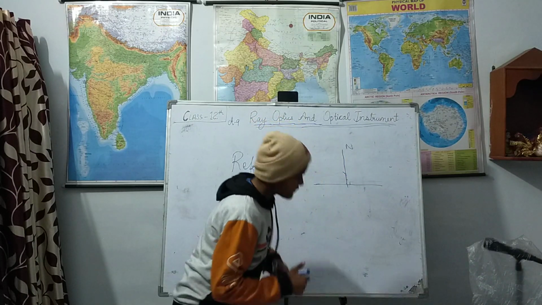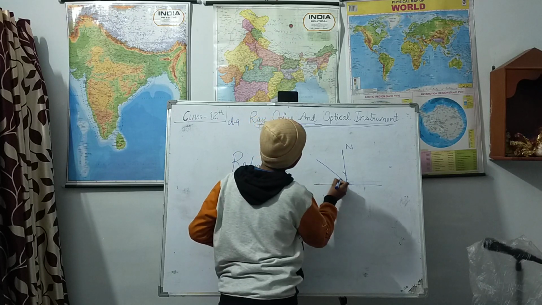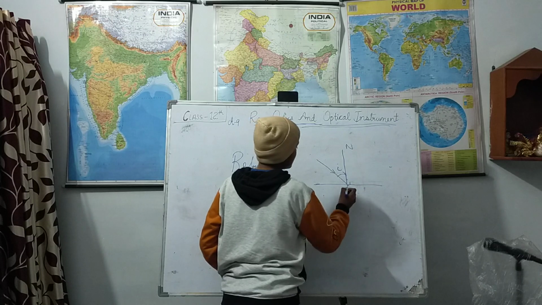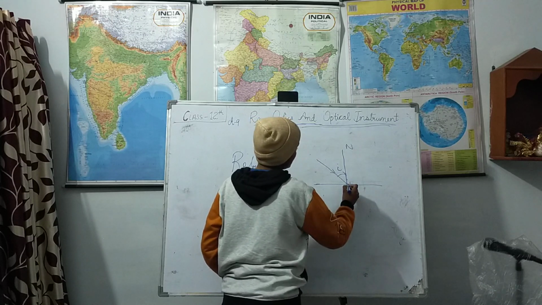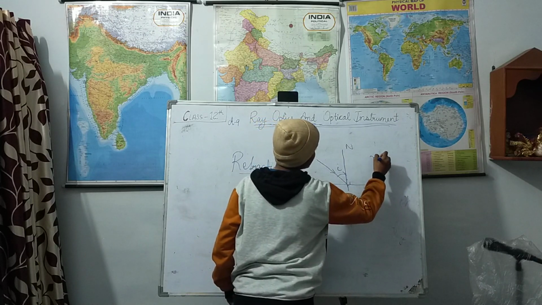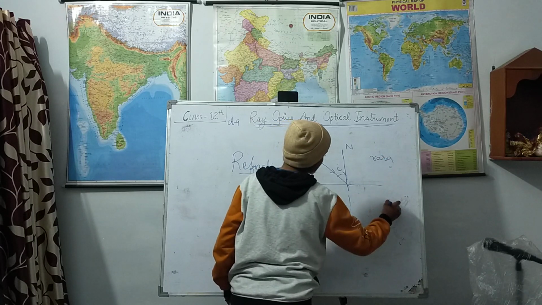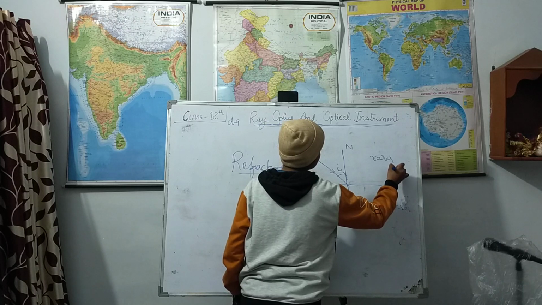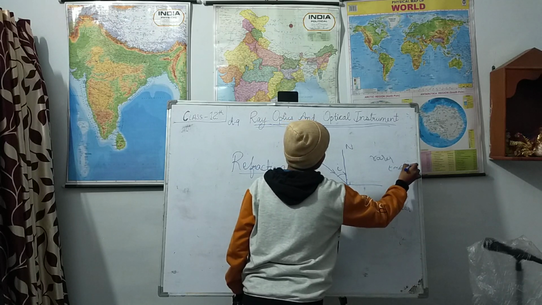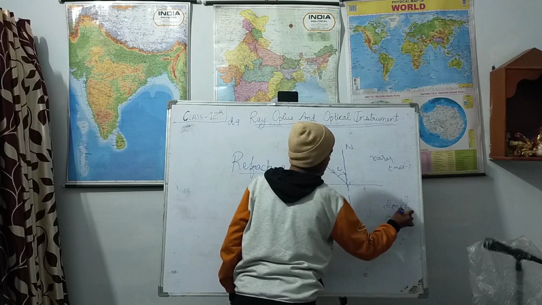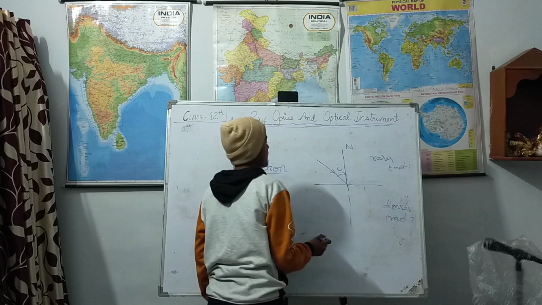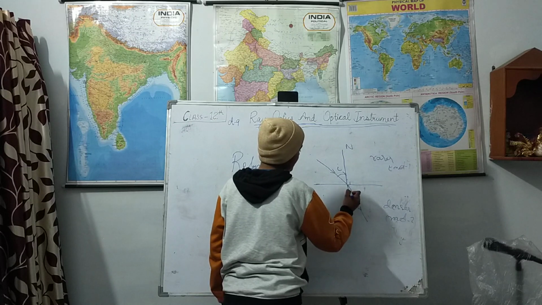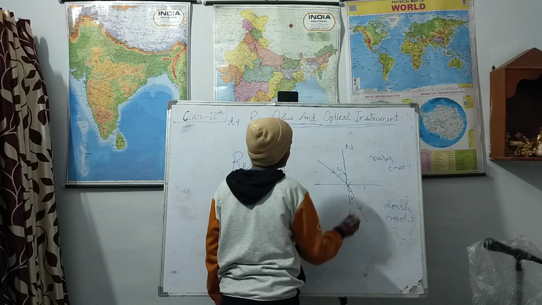Now angle of deviation. Here, this is the incident ray. This is I. This is the normal, and let's suppose this is the rare medium, and this is the denser medium. Medium 1 and medium 2. Obviously it is denser, so the ray will move towards the normal, and this is the refracted ray. This will make the angle of refraction.